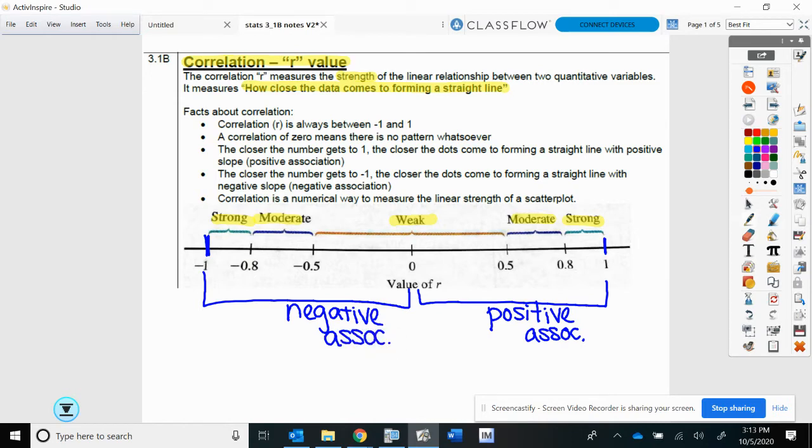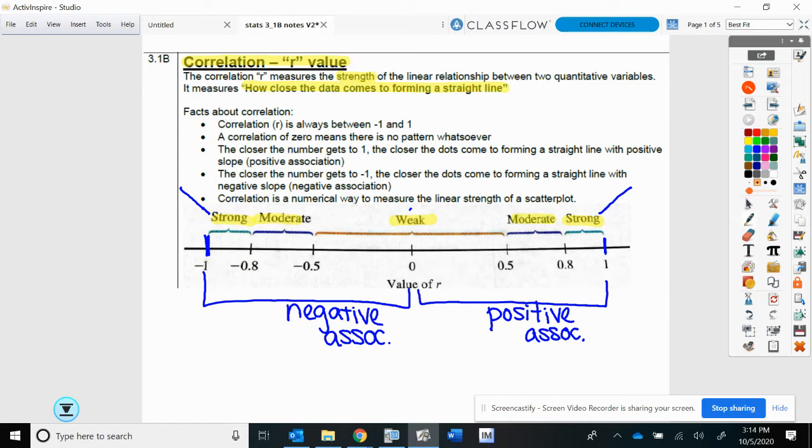The farther we get away from zero, the stronger the relationship is, which means this is going to be more like a straight line, and this is going to be a hot scattered mess. This line will go up. This line would go down.